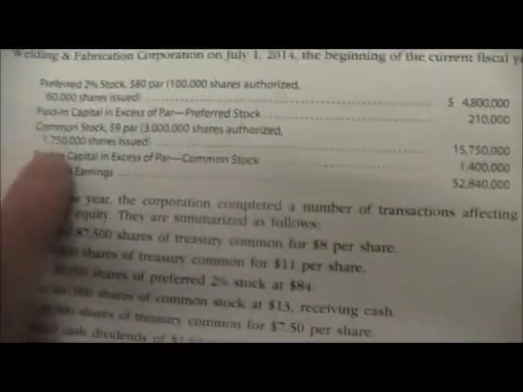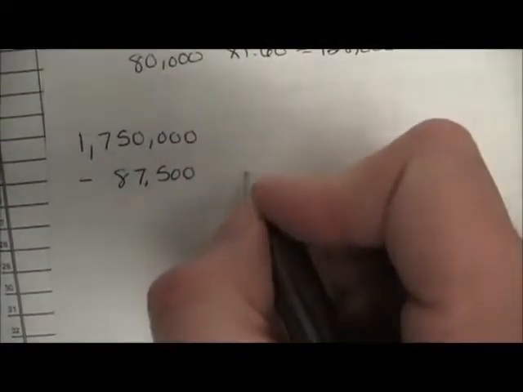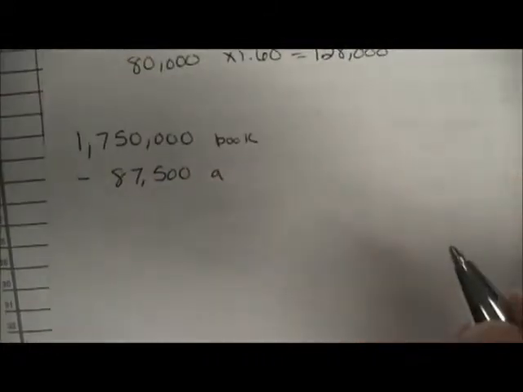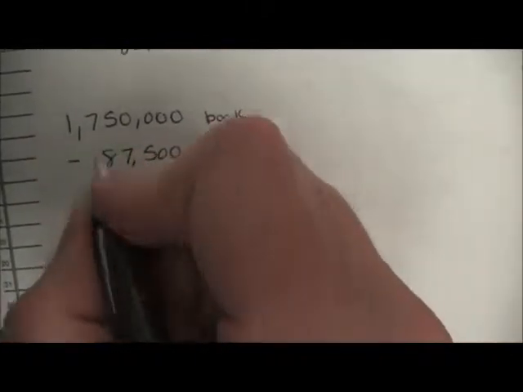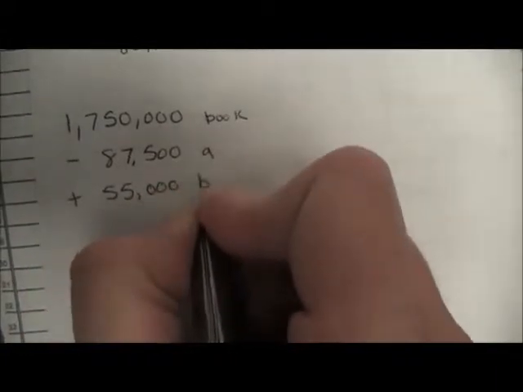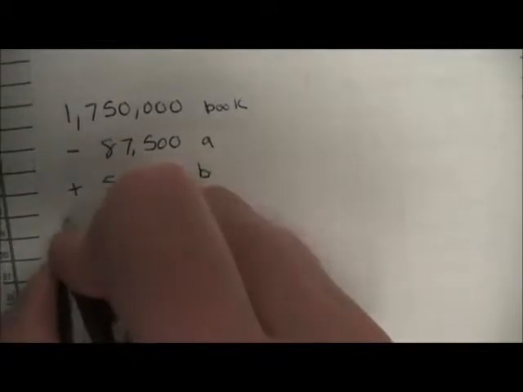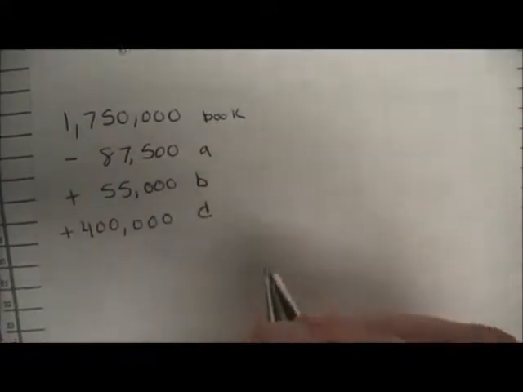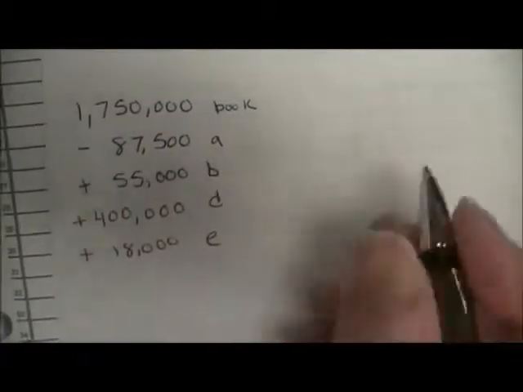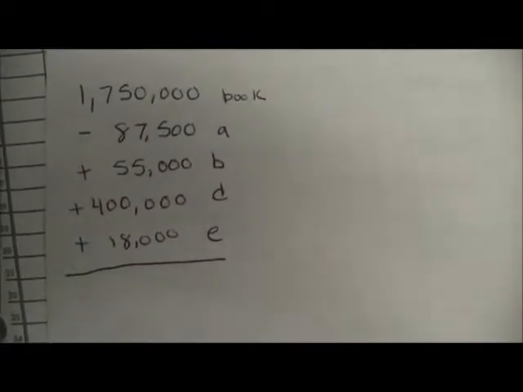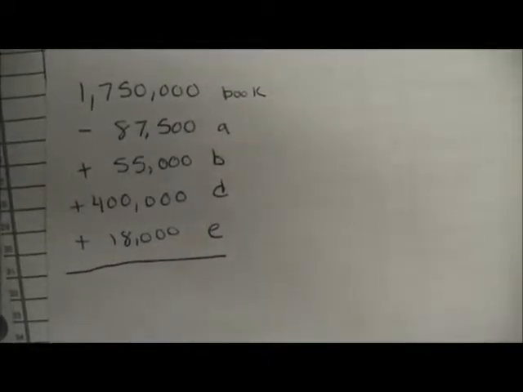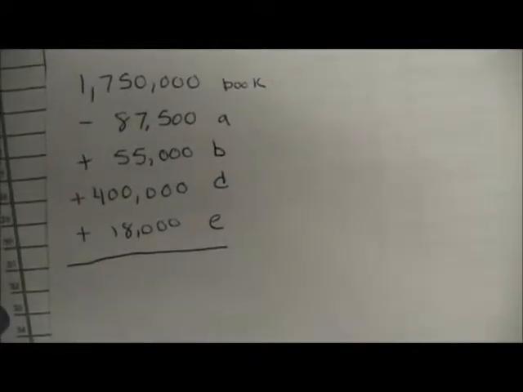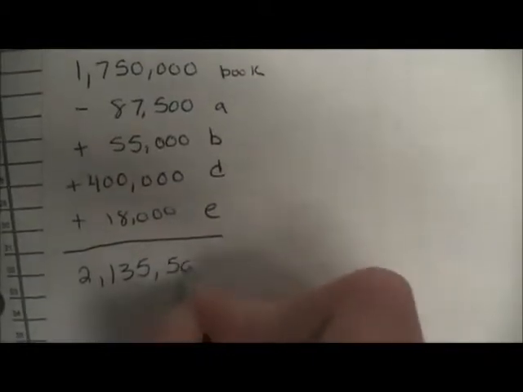Now, our book tells us that common stock, we had issued 1,750,000 shares. Then we purchased treasury stock of 87,500 shares, and that came from letter A. On letter B, we issued 55,000 shares. On letter D, we issued 400,000 shares. And letter E, we issued 18,000 shares. So we're going to add all of these up, and we get a total of 2,135,500 shares.